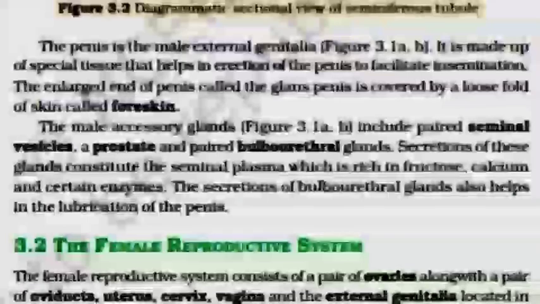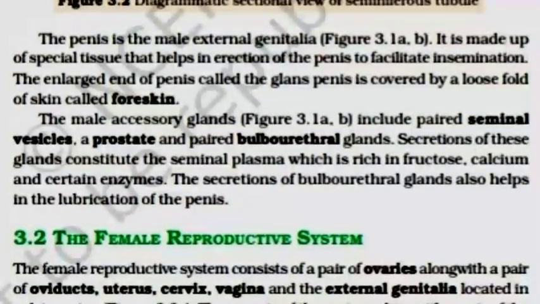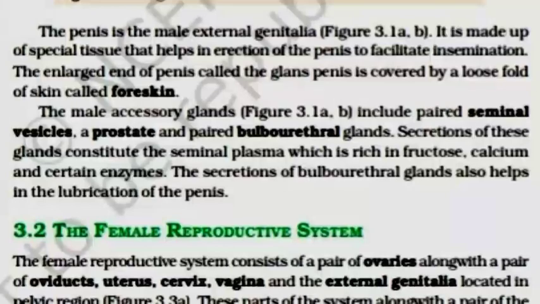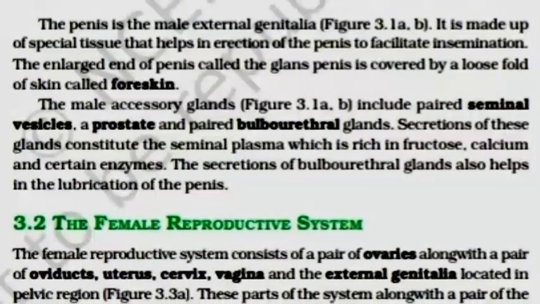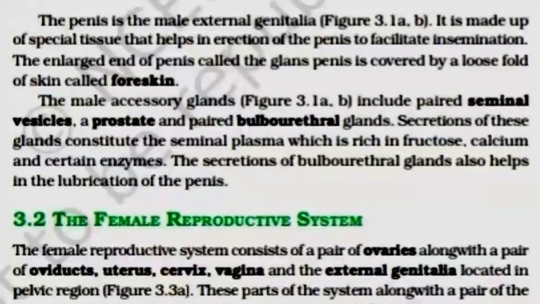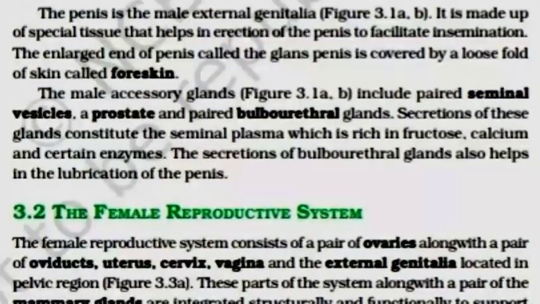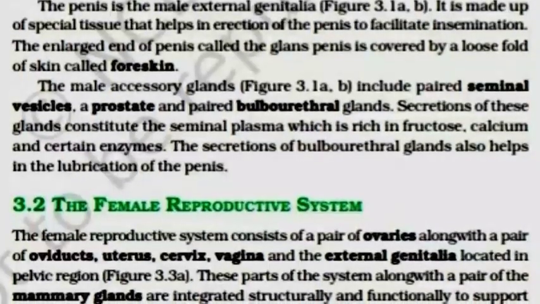The penis is the male external genitalia. It is made up of special tissue that helps in erection of the penis to facilitate insemination. The enlarged end of the penis called the glans penis is covered by a loose fold of skin called foreskin.